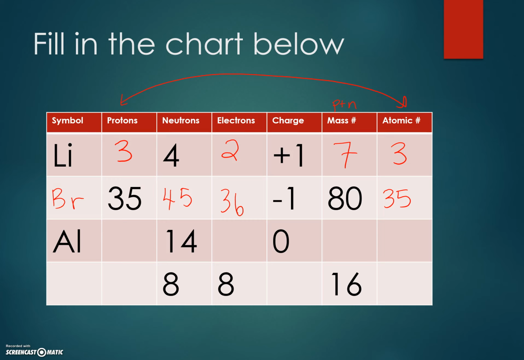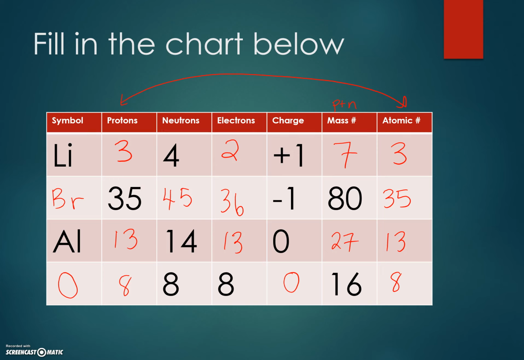Now if I look at aluminum, I'm going to go ahead and look it up. And why don't you go ahead and try to fill those 2 in on your own, and then we'll come back and see if we got the answers right. Okay, did you get them correct? Aluminum is element 13, has 13 protons. The charge is 0, so my protons and electrons are the same. My mass number is 13 plus 14, so it's 27, and my atomic number is 13.